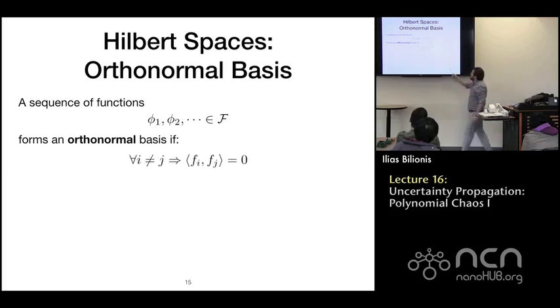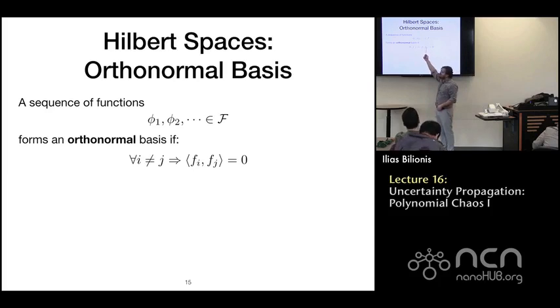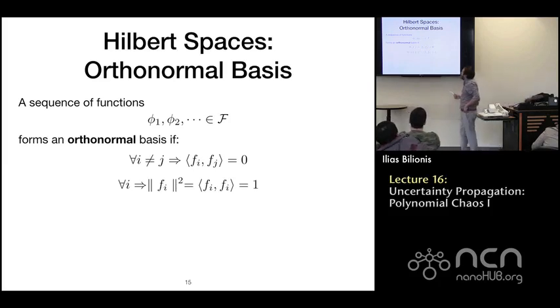One, this should have been phi instead of f, okay? The inner product of phi i and phi j is 0 whenever i and j are different, okay? So any two functions are orthogonal. This is like saying e1 is orthogonal to e2 in Rn. The other property is that each one of the phis has a norm equal to 1. The magnitude is 1.